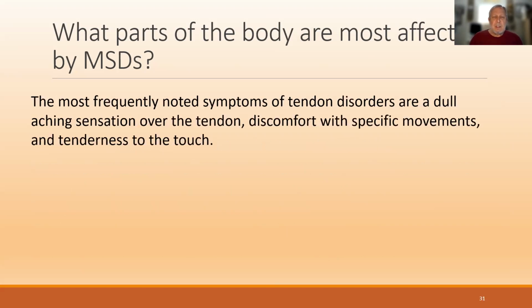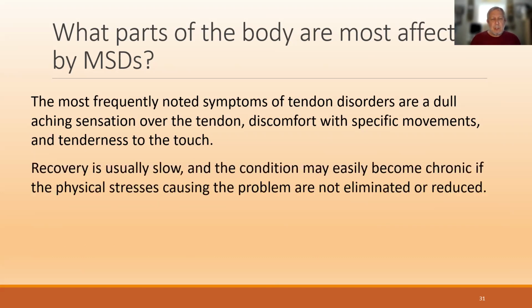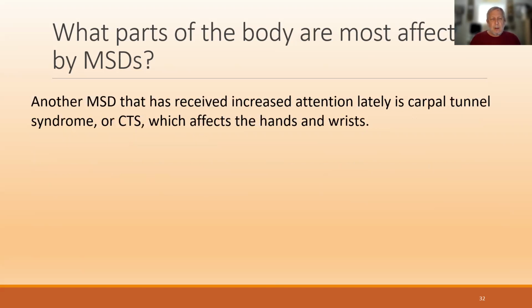The most frequently noted symptoms of tendon disorder are a dull, aching sensation over the tendon, discomfort with specific movements, and tenderness to the touch. Recovery is usually slow, as the condition may easily become chronic if the physical stresses causing the problem are not eliminated or reduced. Another MSD that has received increased attention lately is carpal tunnel syndrome, or CTS, which affects the hands and the wrists.